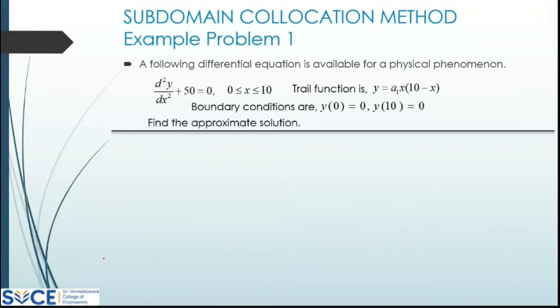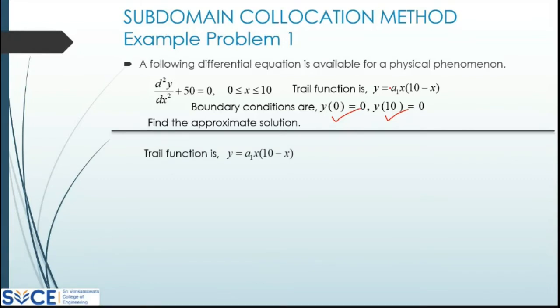So you consider this problem, d square y by dx square plus 50 is equal to 0, under the limit 0 to 10. This is the same trial function we are considering: y is equal to a1x into 10 minus x. Same problem, right? But I'm going to solve it by using subdomain collocation. First I check my trial function. It will satisfy the boundary condition because we already verified it in the last class.